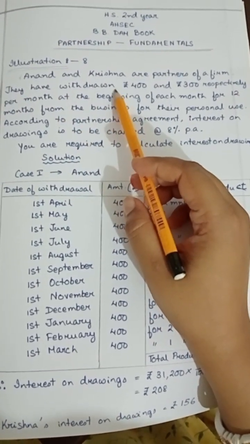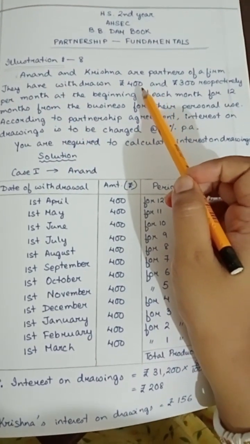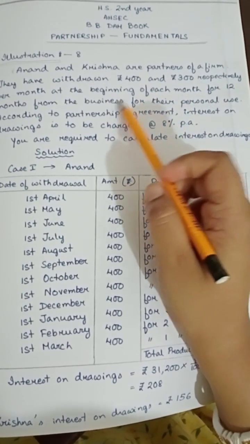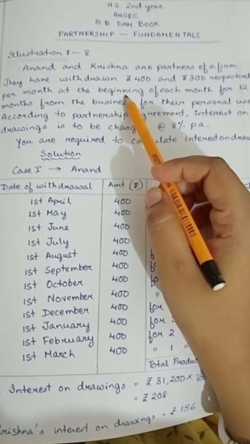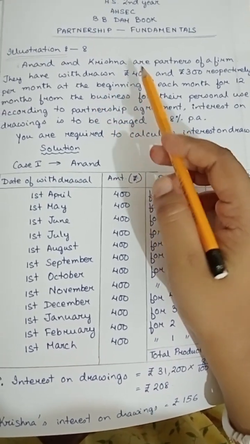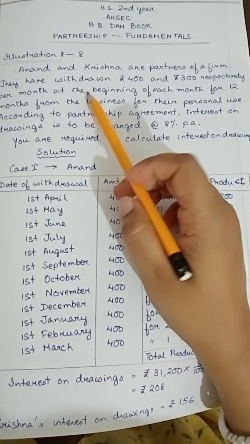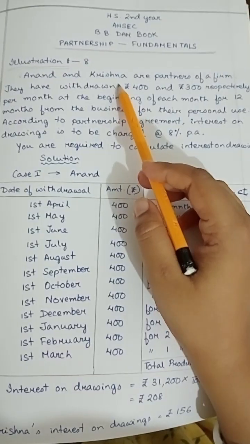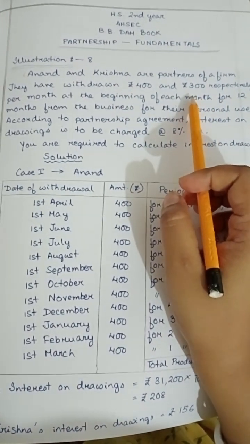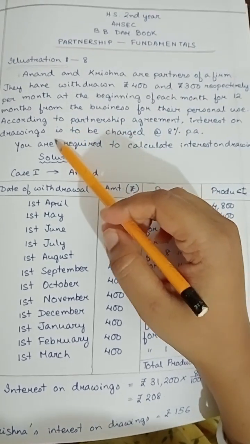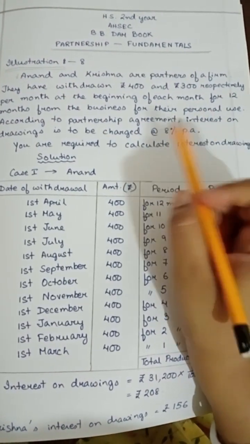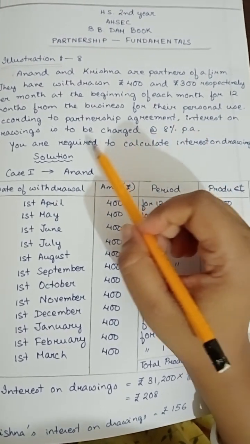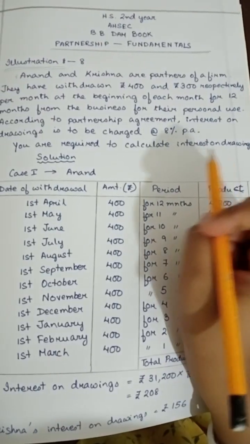So there are drawings of Anand of rupees 400 at the beginning of each month. Means in a year there are 12 months, yes or no? So at the beginning of each and every month Anand is withdrawing rupees 400 and Krishna, the other partner, is withdrawing rupees 300. According to the partnership agreement, interest on drawings is to be charged at the rate of 8% per annum. You are required to calculate interest on drawings.